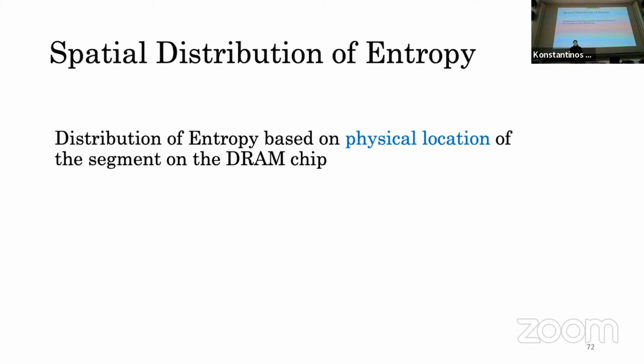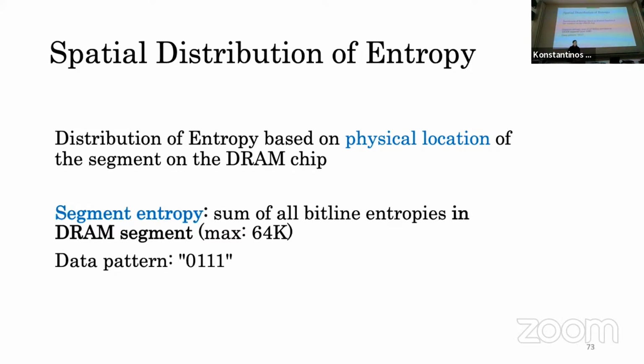Another thing that was experimentally analyzed is the spatial distribution of entropy. Basically, how does the entropy vary depending on the physical location of a DRAM segment on the chip? For this, segment entropy is defined. This is very similar to cache block entropy, except here we sum the bitline entropies in a DRAM segment. So here, the maximum value is larger. That will be 64,000, because this is how many bitlines you have in a DRAM segment.